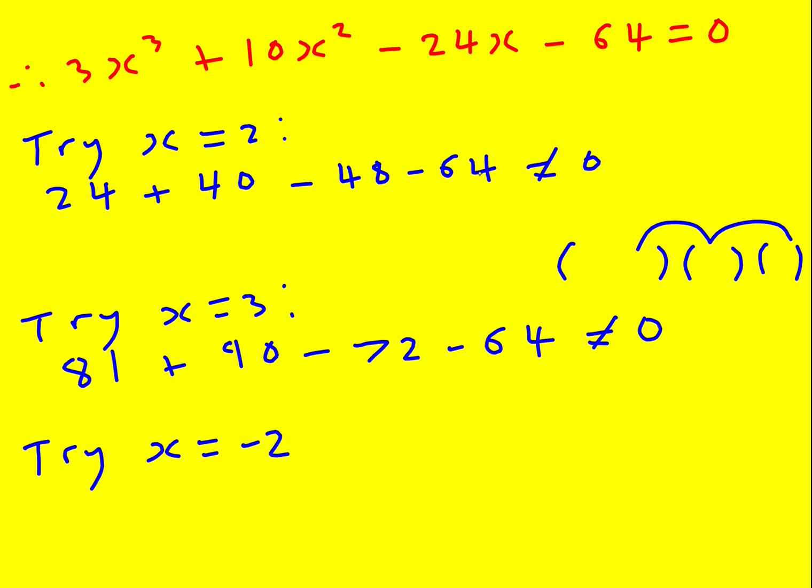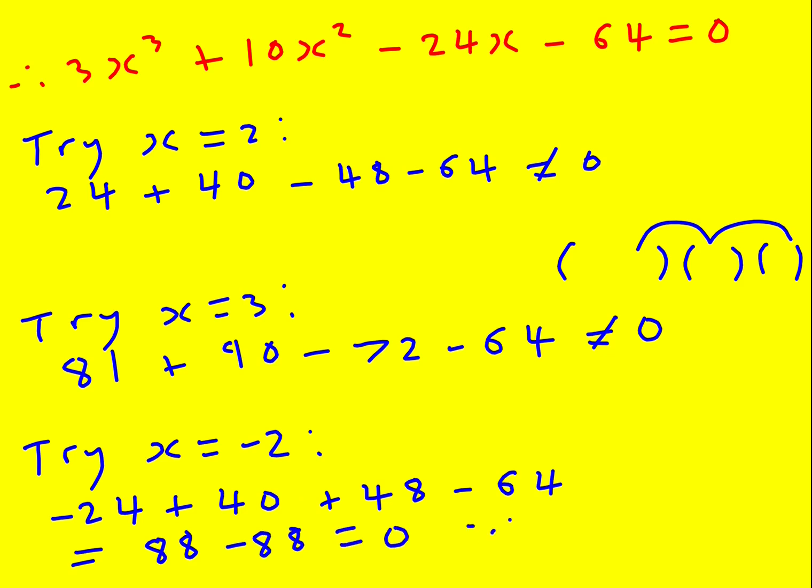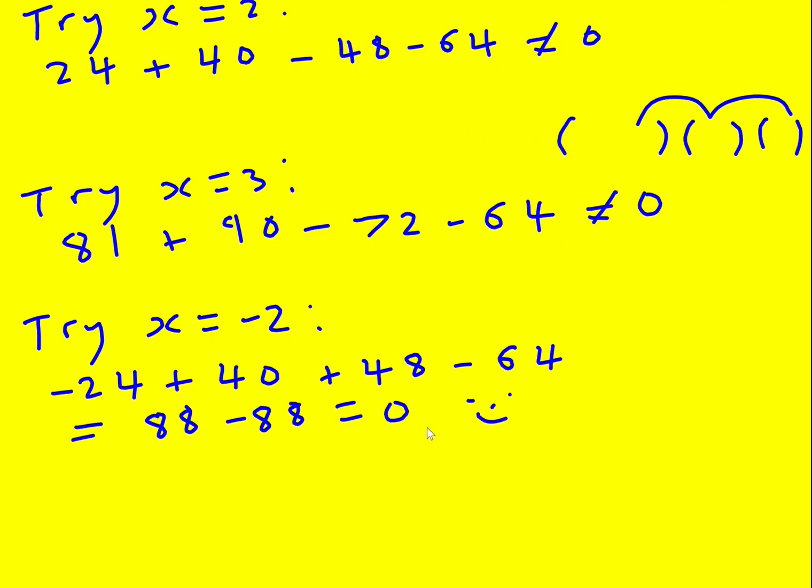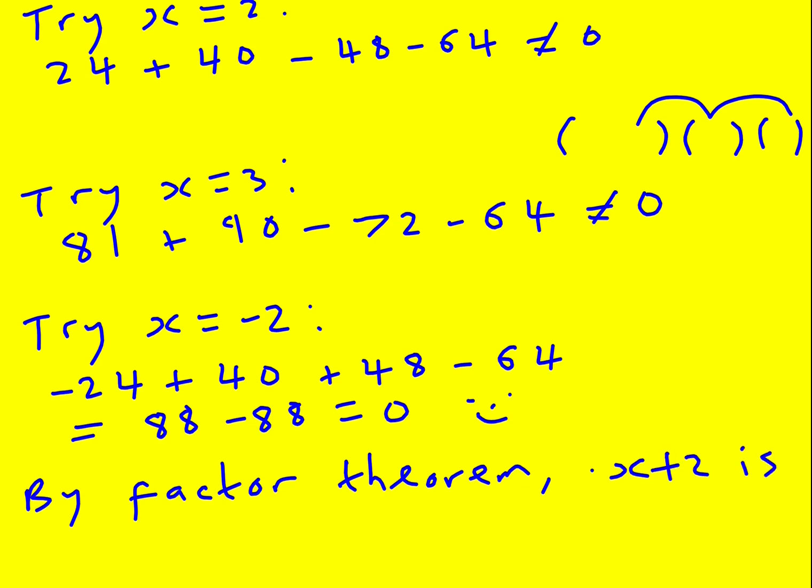And we know one of them is going to be negative because we have a minus in there. So I'll get minus 24 plus 40 plus 48 minus 64. And that will equal 88 minus 88. And we've managed to get 0. By the factor theorem, x plus 2 is a factor.